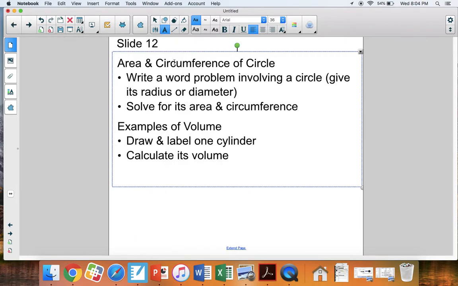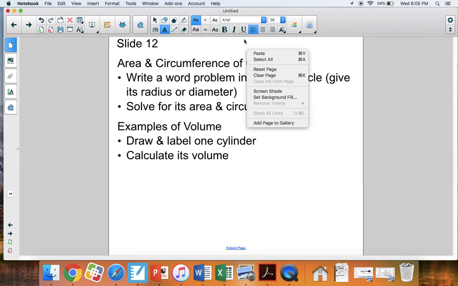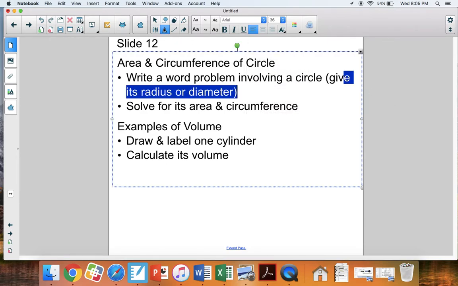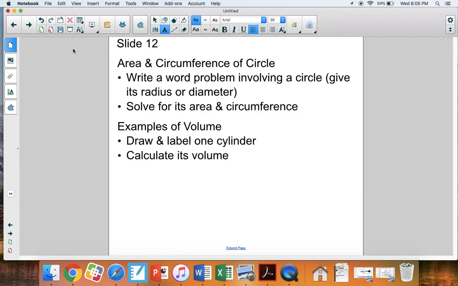The next slide is all about area and circumference of a circle. So first thing that you're going to want to remind yourself is the area and circumference formulas. And those formulas are area equals pi times r squared and circumference equals pi times your diameter.